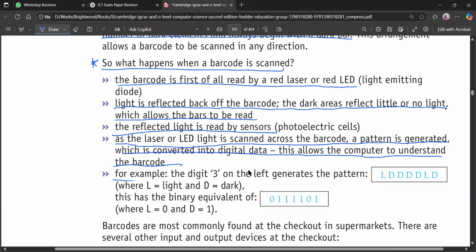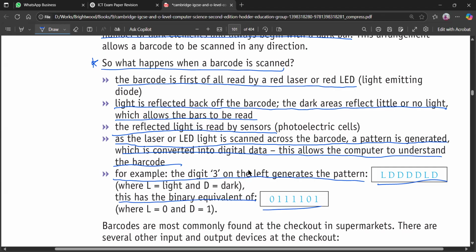So, for example, the digit 3 on the left generates a pattern like here. According to that, they have a reflection method. According to the amount of reflected light, they can find out which number it is. Is that clear? After that, the pattern is equivalent to binary code, and it is converted into binary form.